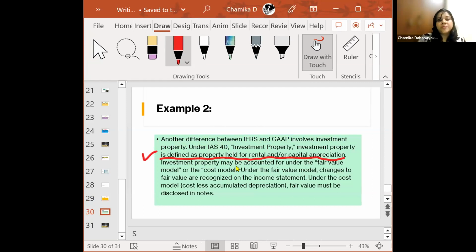Investment property may be accounted for under fair value model or the cost model. And under the fair value model, changes to fair value are recognized on the income statement. Under the cost model, within brackets, they have only mentioned the difficult job, right? Difficult work. Fair value must be disclosed in notes, right?